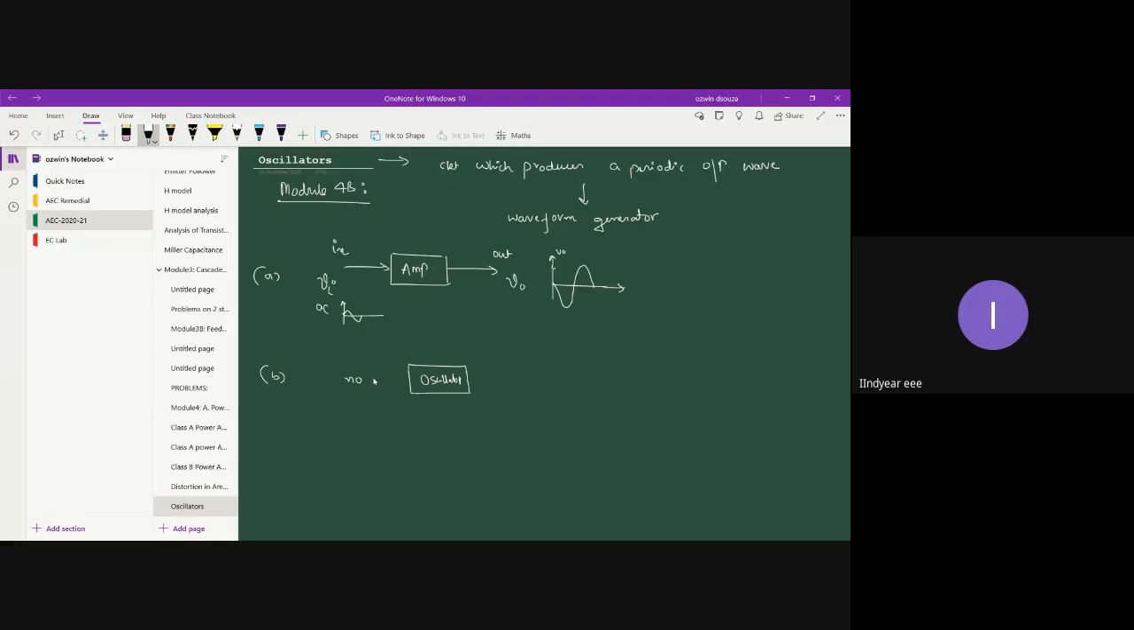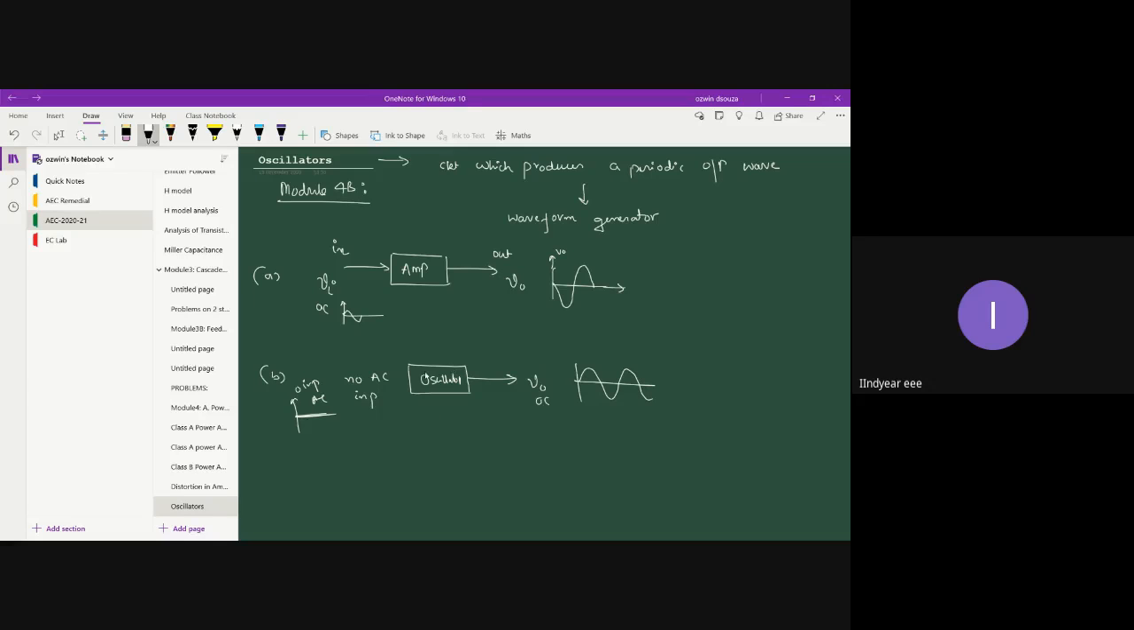So let me write no AC input. Even then, the oscillator gives AC output. AC input is not there. There is no AC input, zero input. But it gives an output. That means to say it is something like a regeneration circuit. Out of nothing, your circuit is capable of generating a waveform. That is called an oscillator.